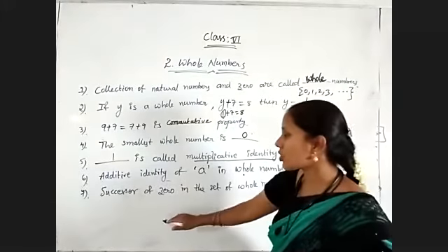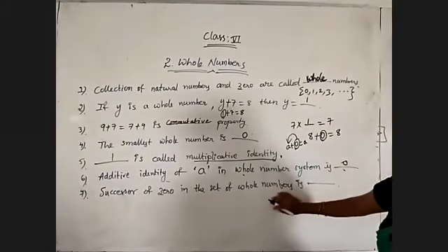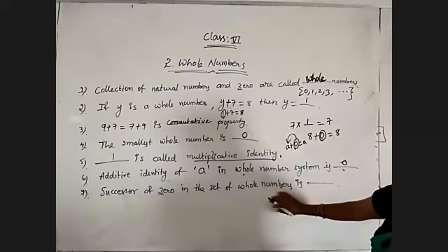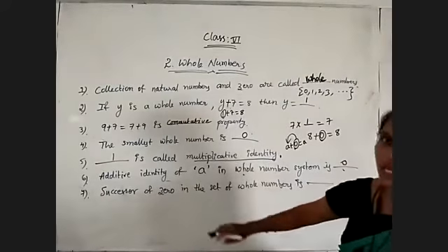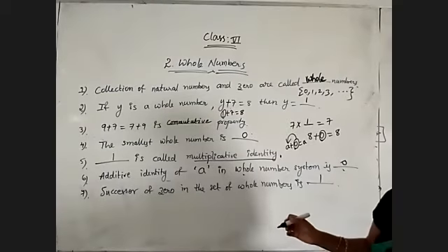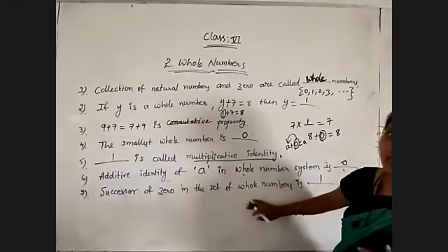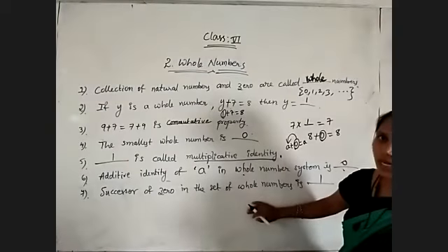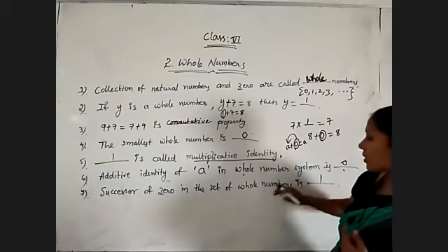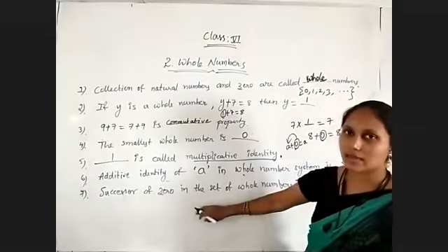Coming to the 7th question. Successor of 0 in the set of whole numbers. Successor in the sense next number, plus 1. So for 0, asking 0 plus 1, what is the next number? 1. And if I am asking predecessor of 0 in the set of whole numbers, before 0 any number we have? No, so it does not exist. Remember, read the question correctly and answer.